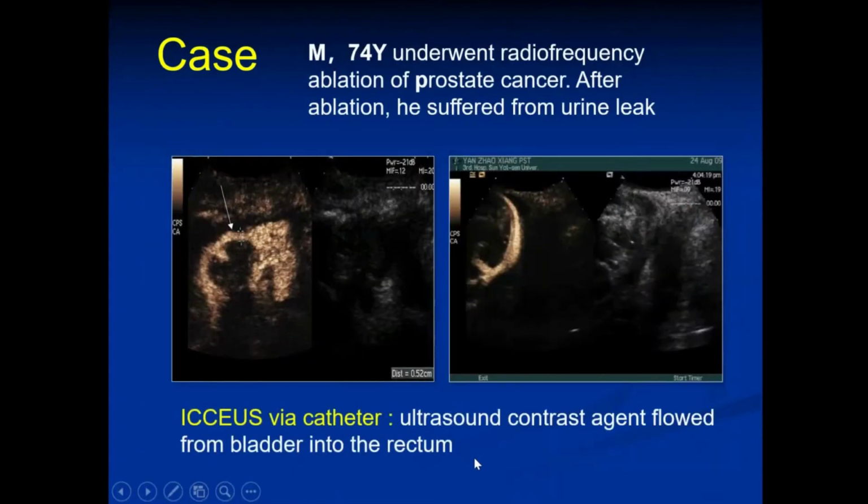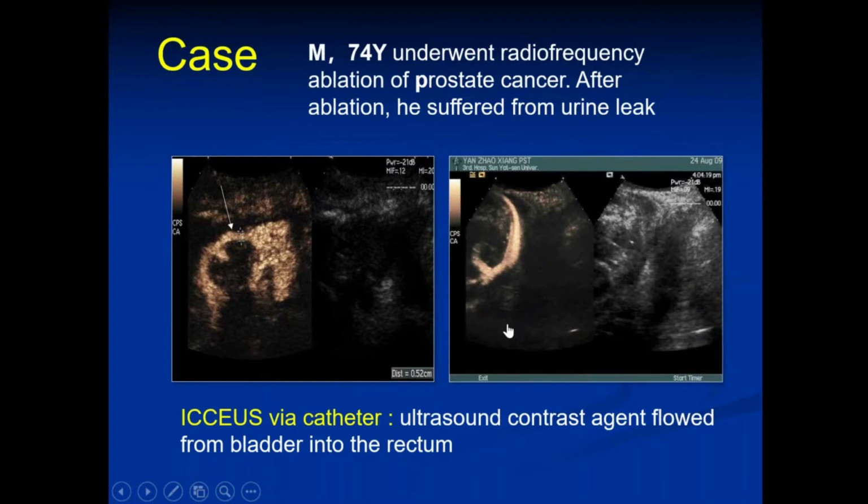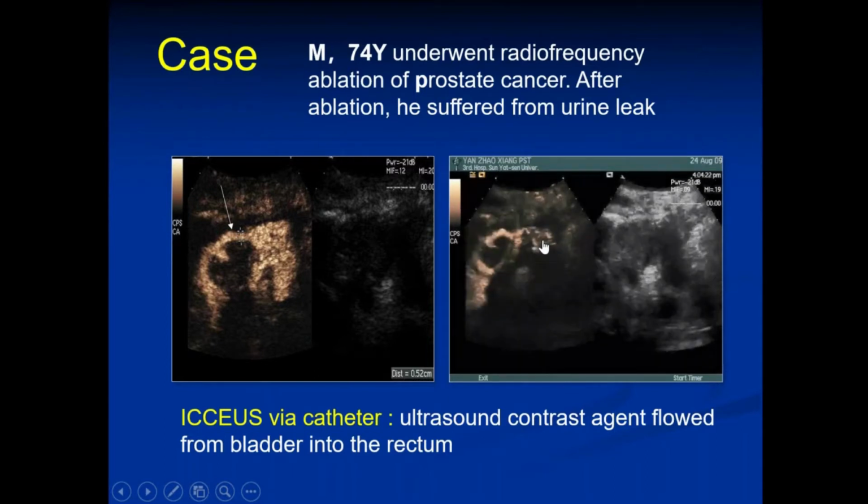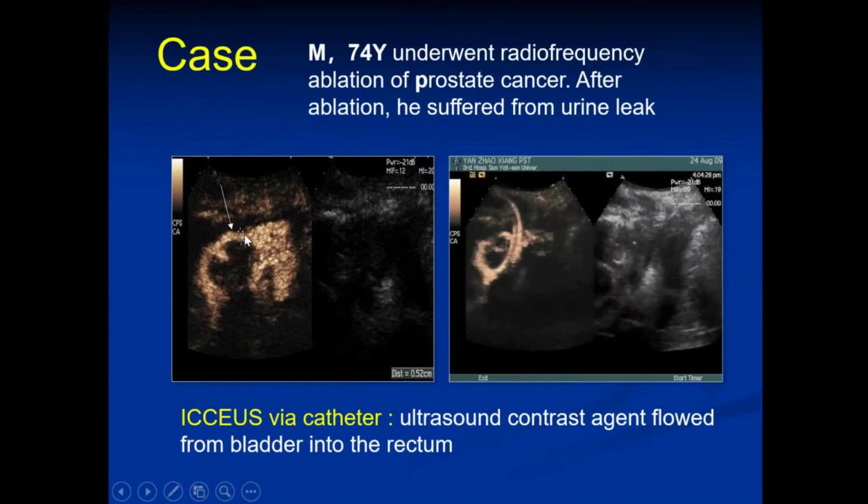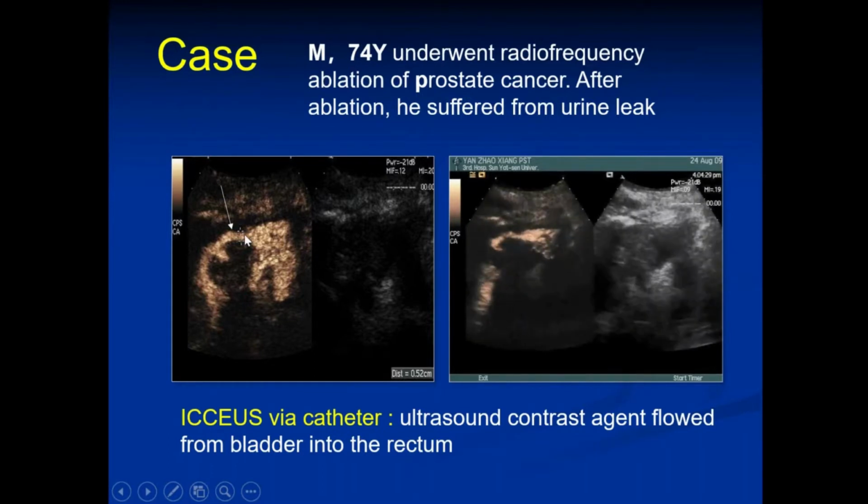This patient underwent radiofrequency ablation of cancer. After ablation, he suffered from urine leak. ICCEUS with a catheter showed that the ultrasound contrast media flowed from the bladder into the rectum. So here we can see a very small fistula orifice. It is about 0.5 centimeter.